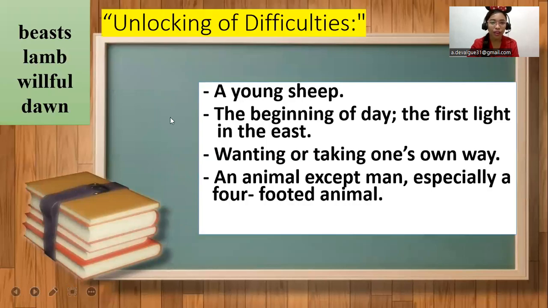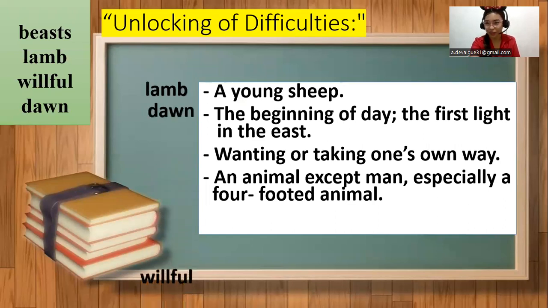Now, class, I have here some difficult words that you can actually find in our poem later. This time, I want you to identify the word based on the definition. So you can use the words in the word bank. Let's start. A young sheep. Very good. Lamb. Next, the beginning of day, the first light in the east. Very good. That is dawn. Wanting or taking one's own way. Yes, that's right. Willful. Next, an animal except man, especially a four-footed animal. Yes, that is beast.